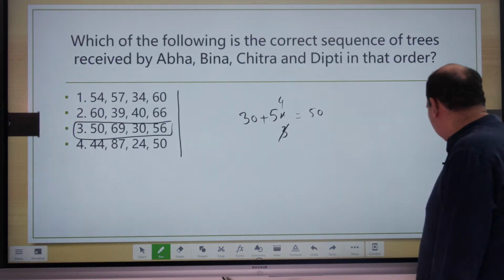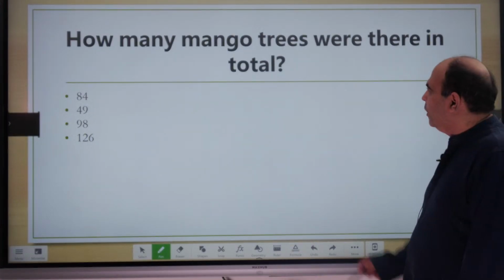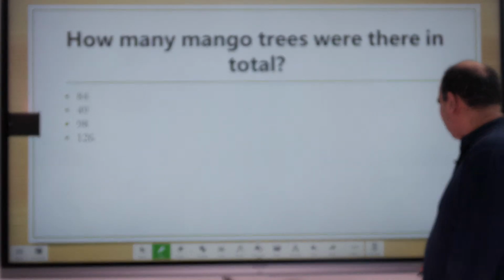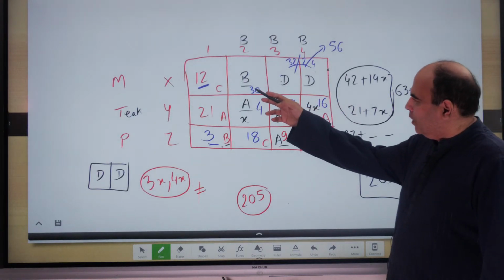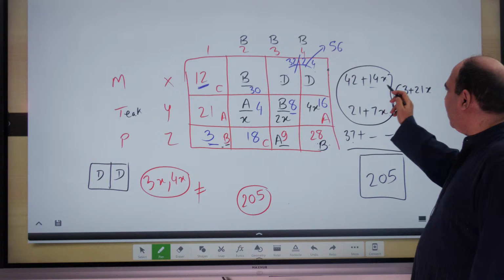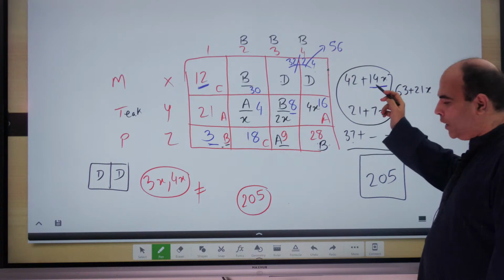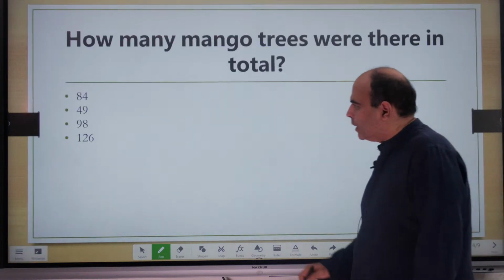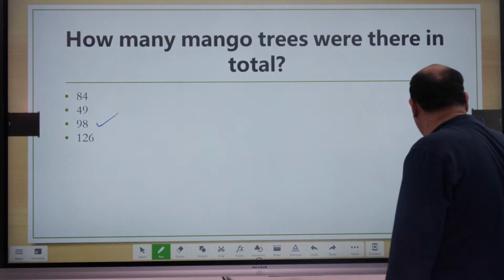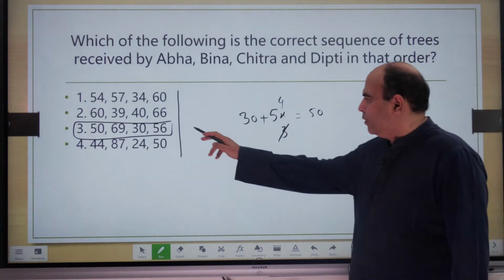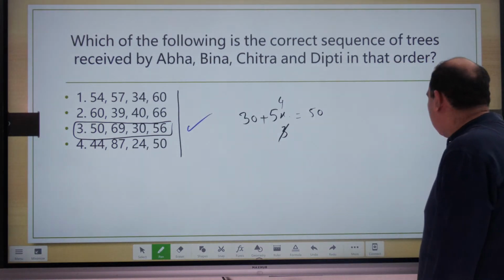So anyway, let's look at the questions. The questions are all read-offs. How many mango trees were there in all? Mango trees, first row, with x is 4, 42 plus 14x is 98. That's the answer to this question, 98 here. And this question we already know. This is the answer here.